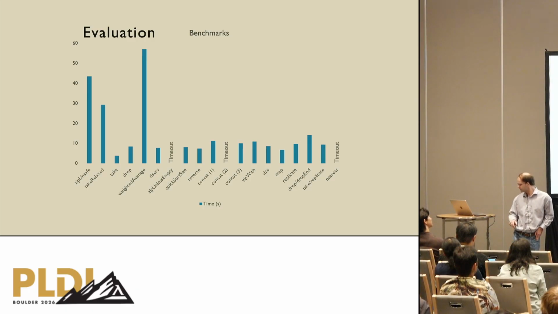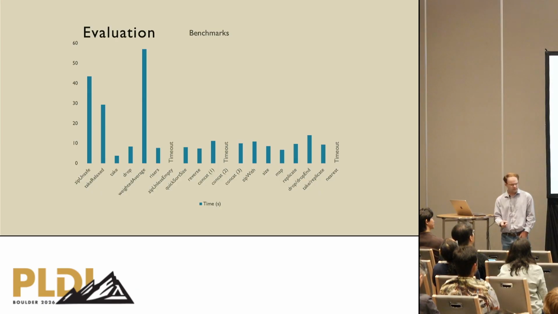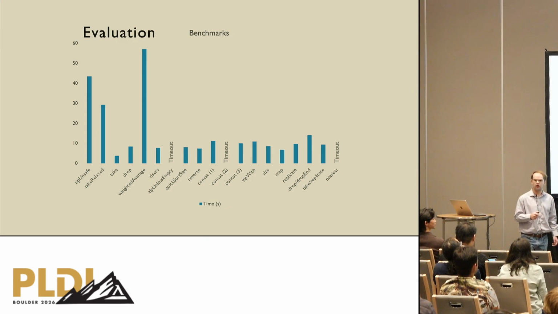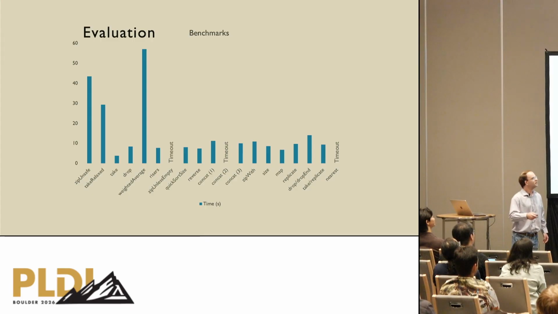We evaluated this on a mixture of benchmarks from prior work on Liquid Haskell, some benchmarks from our prior work on concrete and abstract counterexamples, and a couple other case studies that I'll talk about. Most of the time when we're successful is spent on symbolic execution. Interestingly, when we time out, a lot of the time is spent on synthesis. So synthesis is usually pretty fast, except when it's not, and then it really slows us down a lot.